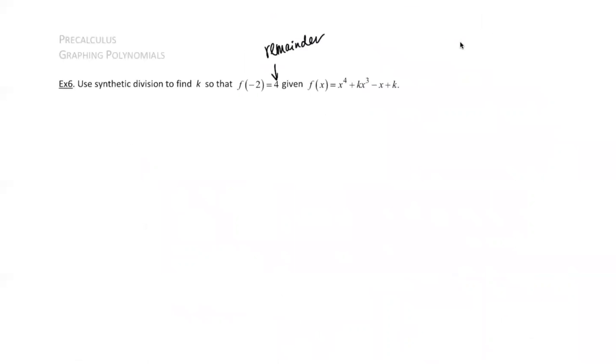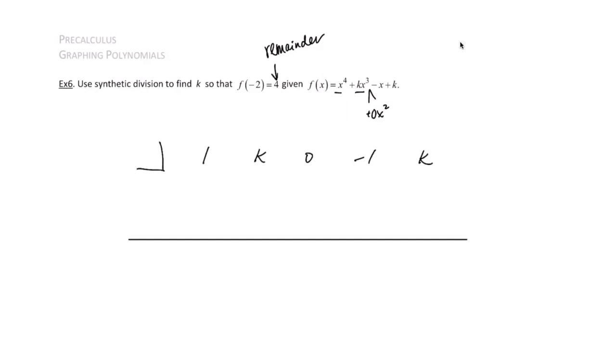All right, so we have a curveball. I'm not sure if you see it yet. So we have x to the fourth, kx cubed. Ooh, we have a missing x squared term. So make sure you take care of this curveball right here. Okay, so again, we will set up our coefficients, and if it's a 0, please do make a 0 over here. Okay, so we are going to put -2 over here. So this is the setup.